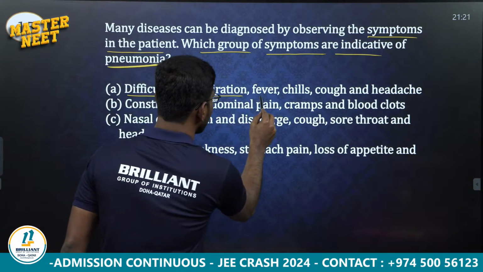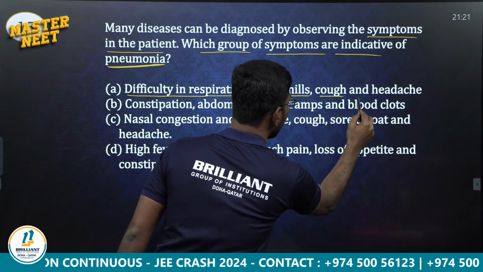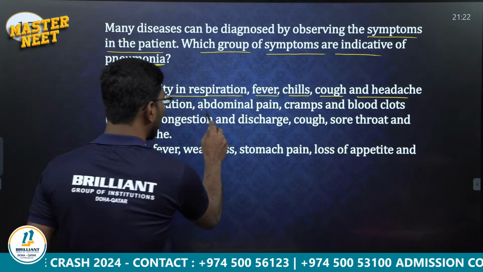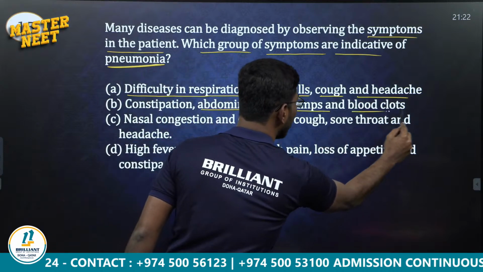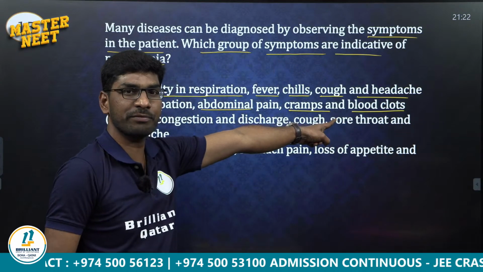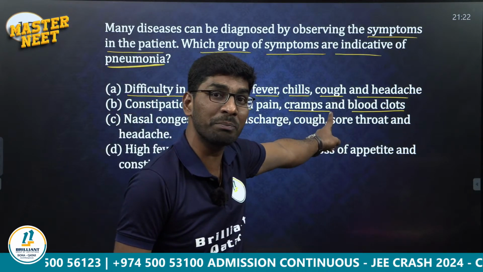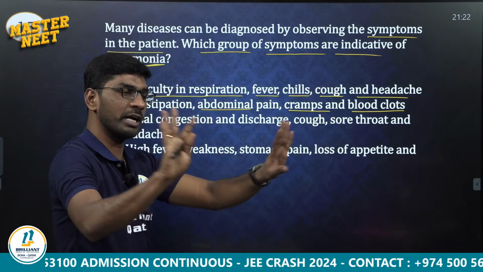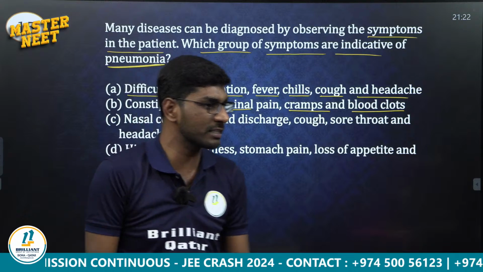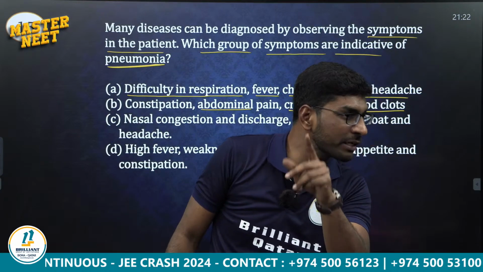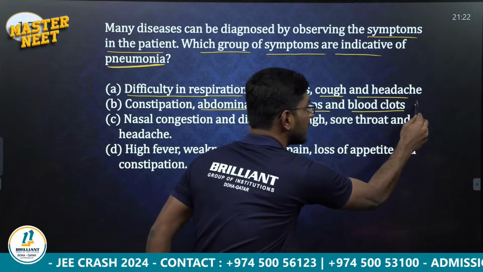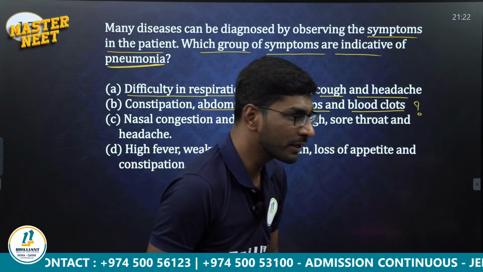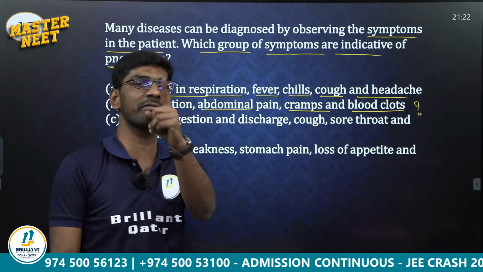Difficulty in respiration, fever, chill, cough and headache is given. Next, constipation, abdominal pain, cramps and blood clot. Can anyone tell me option B is the symptom of which disease? Pneumonia everyone got, it's very easy. But can you tell me which disease this is? I told you this time four major diseases have high chances. Tell me. Yes, absolutely, very good.